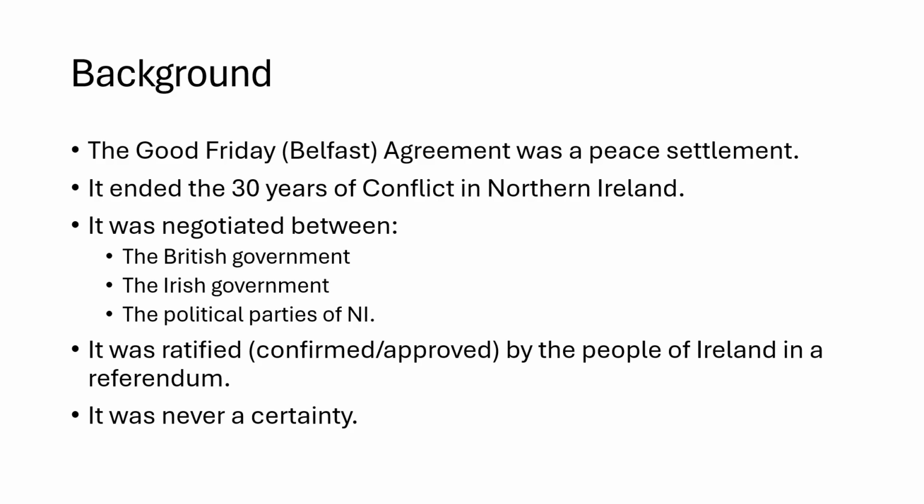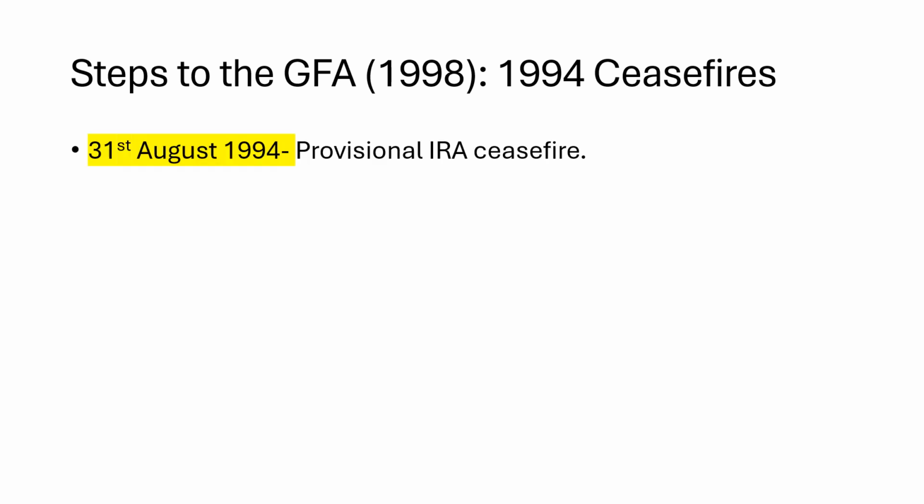Now, in terms of reasons for the Good Friday Agreement, or as it's put here, steps to the Good Friday Agreement, the first big step is the 1994 ceasefires. Without this, beginning the ball rolling towards peace and the advancement of a peace process, there would never have been a Good Friday Agreement. So this is one of the big reasons why the Good Friday Agreement comes about.